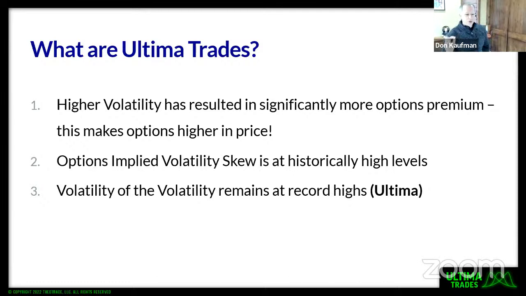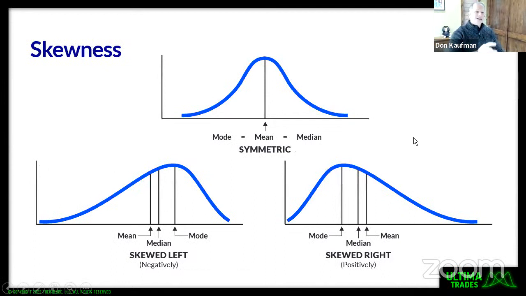Just understand some of the bigger concepts. Higher volatility makes options juicier, with a higher price. Option implied volatility skew is also at historically high levels, and the volatility of volatility remains at record highs, which is Ultima. What Ultima really is has to do with the volatility of the volatility of the volatility. I can't even make that up. If you look at volatility, it's called Vega. Then there's what they term Vanna, and then there's what they term Ultima. Ultima is actually how we're making money. You go, I don't get it. You shouldn't yet. It has a lot to do with skew.